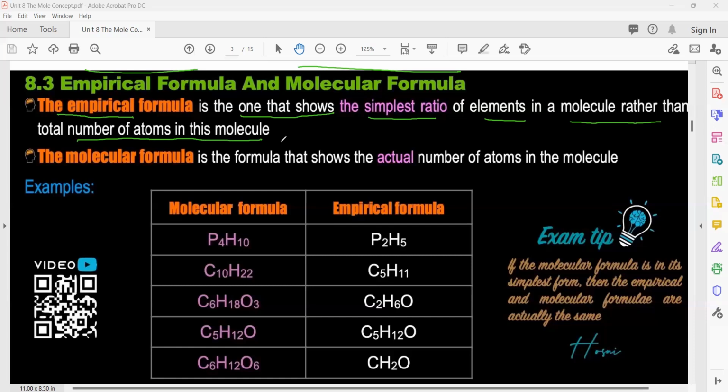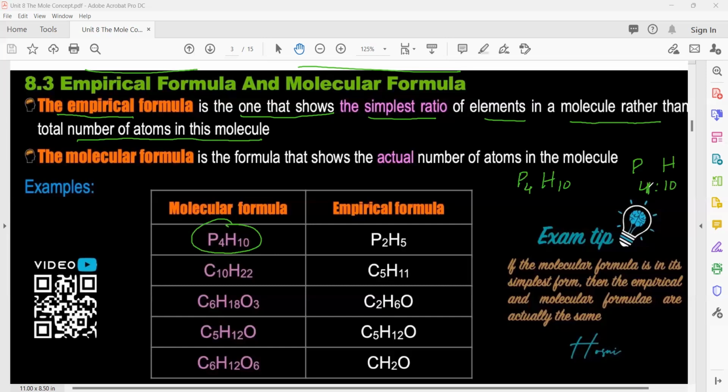For example, now see, they have given a formula here, P4H10. For example, if I wrote this formula here, P4H10. Got it? Now, which two elements are there? You have phosphorus and you have hydrogen. How many phosphorus? 4. How many hydrogen? 10. So this is the ratio between them. 4 phosphorus and 10 hydrogen.